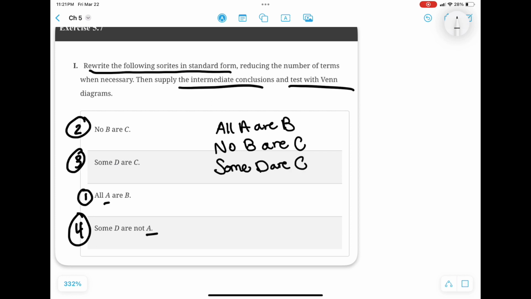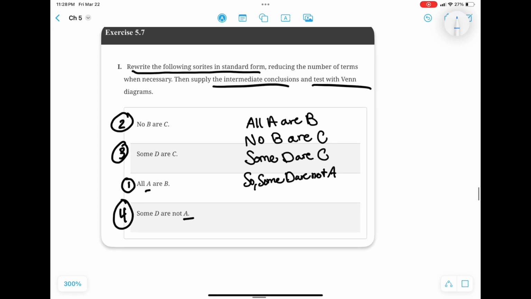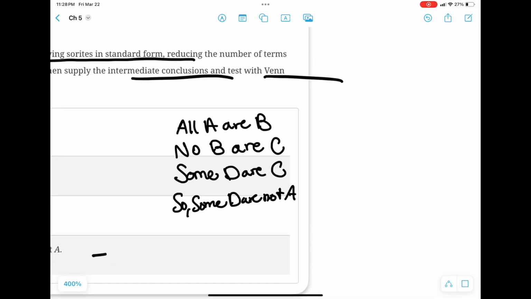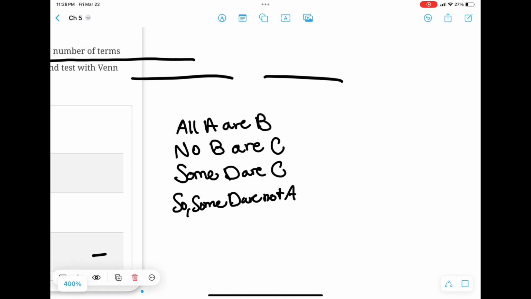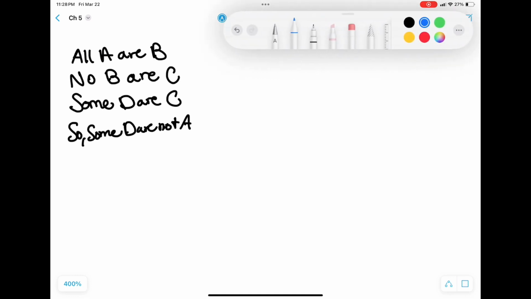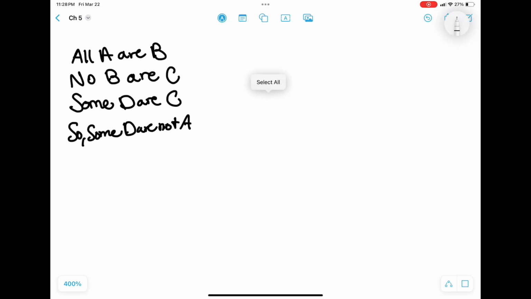So I've done that here. We're going to reorder this into the right order. All A are B, no B are C, some D are C, so some D are not A. The next step is to figure out which sub-conclusions occur along the way. So these first two propositions, all A are B and no B are C, can lead us to a sub-conclusion that's not explicitly stated, but that can help us test this overall argument for validity.